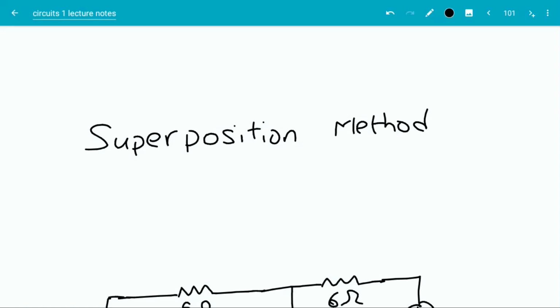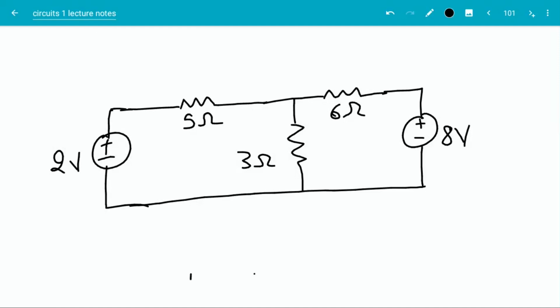Hello everyone, let's talk about the superposition method to solve circuits. As usual, I will consider an example circuit. I will first solve the circuit using the mesh current method, and then I'm going to derive the superposition method. For the mesh current method, I can consider two loop currents, I1 and I2.